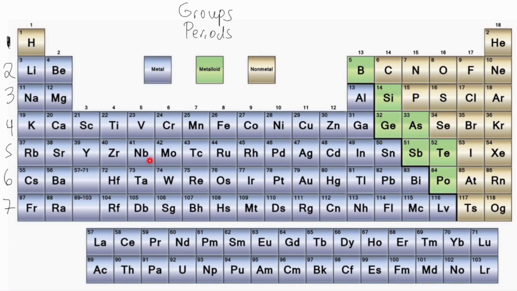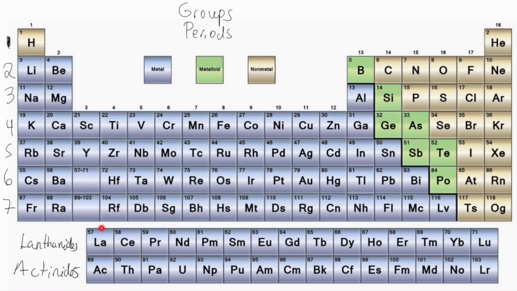Something to notice in the periodic table is that in the transition metals in period 6 and 7 there are two breaks, 57 through 71 and 89 through 103. So they are down here. The first row is called the Lanthanides, and the second row is called the Actinides.